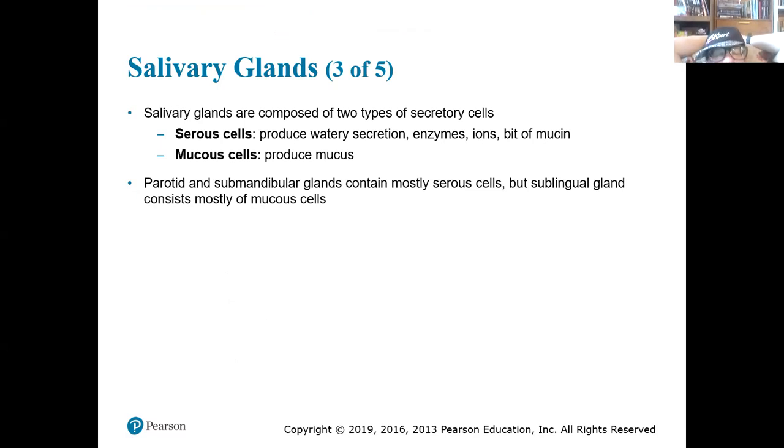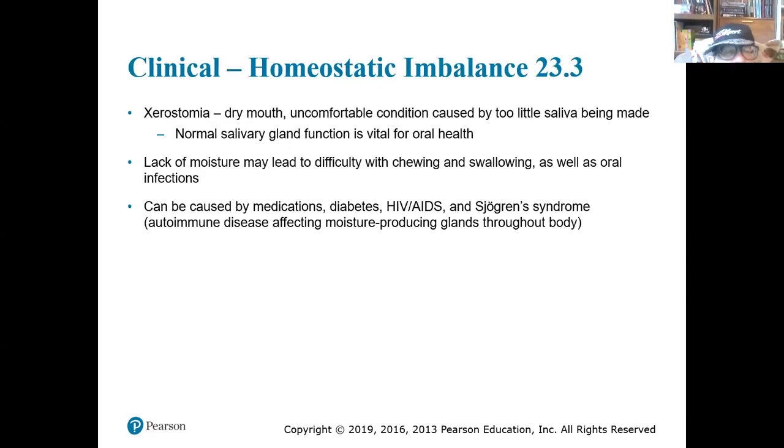Mucus cells produce and release mucus in its final form. So parotid and submandibular glands contain mostly serous cells. Sublingual glands contain mostly mucous cells. That's a type of question I could ask: which of the following releases yada yada yada? So be aware that that type of question could be coming.